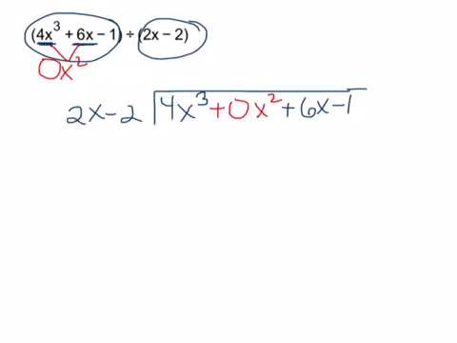Okay, now as we get started, we're going to look at just the first terms. So let me switch colors here. We're going to ask ourselves, what do we multiply a 2x by to turn it into a 4x to the third? Well, 2 times 2 is 4, and x times x squared gives us an x to the third. So now what we need to do is distribute. 2x squared times 2x is 4x to the third, and 2x squared times negative 2 is negative 4x to the third. Whoops, negative 4x to the second.